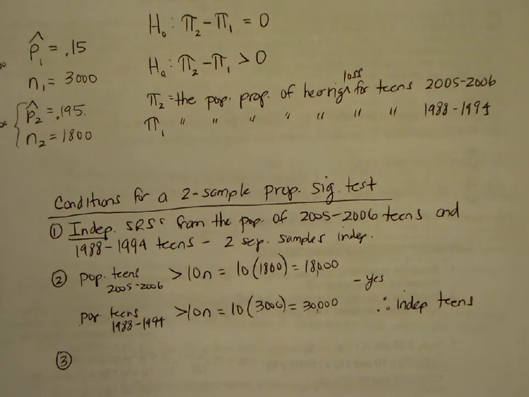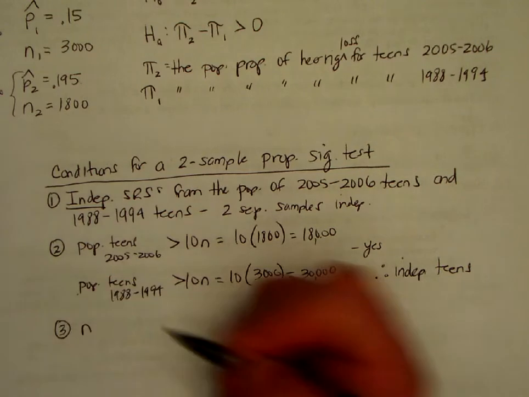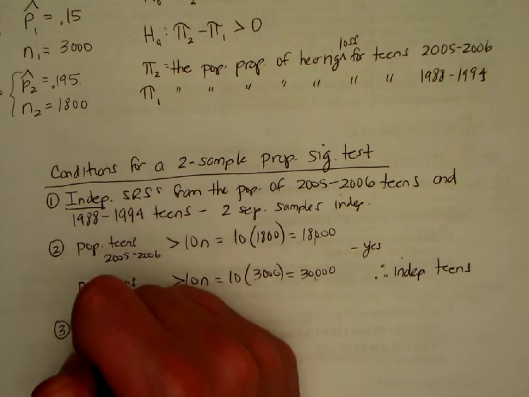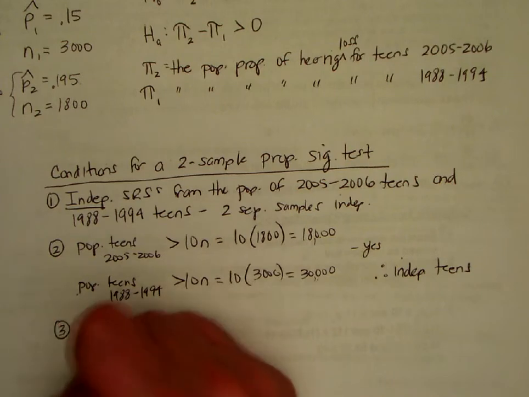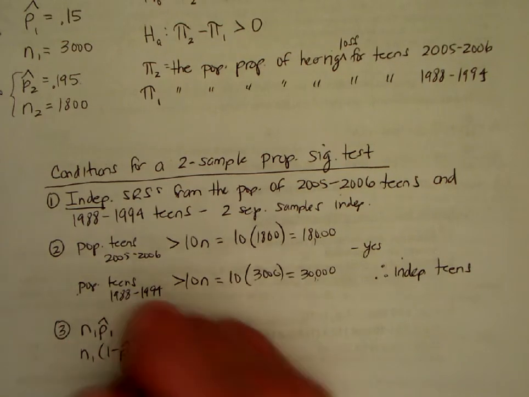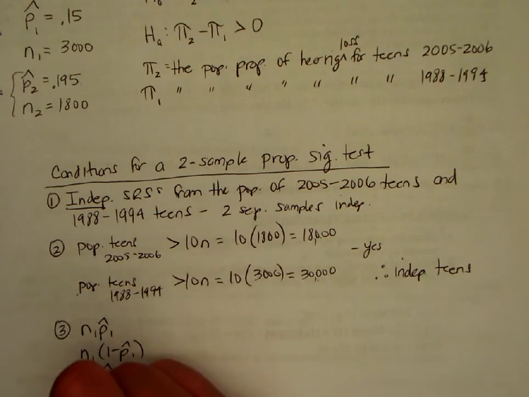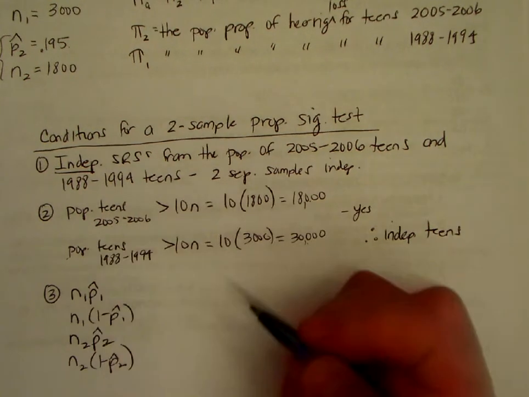If you do, you use the Greek letter. So number 3, I'm going to check both of them. And it's as obnoxious. I know it is. You're doing it twice. And I guess we could do n1 p hat 1 and n1 times 1 minus p hat 1, and n2 p hat 2 and n2 times 1 minus p hat 2. All of these have to be greater than or equal to 10.